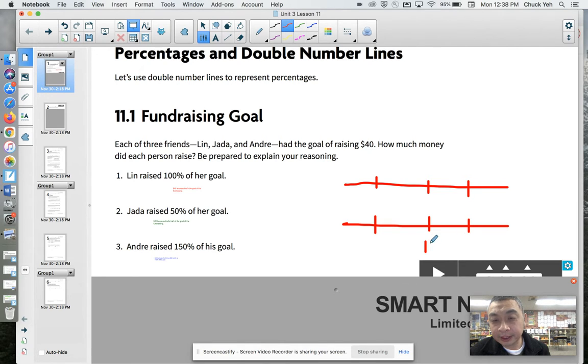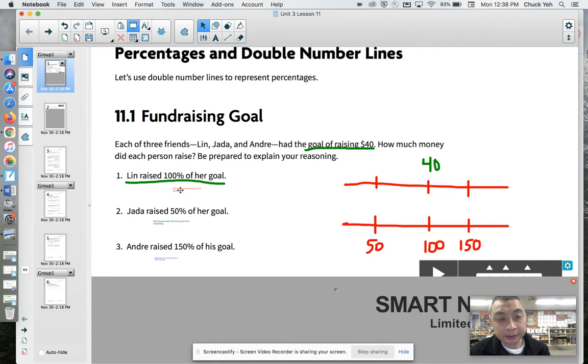So this is 100%. This is 150%. And then this is 50%. Okay? So now we want to find out these answers. So the goal of raising $40. So Lynn raised 100% of the goal. So if Lynn raised 100% of the goal, then what was the goal? You got it, $40. Okay? So I would put 40 here.